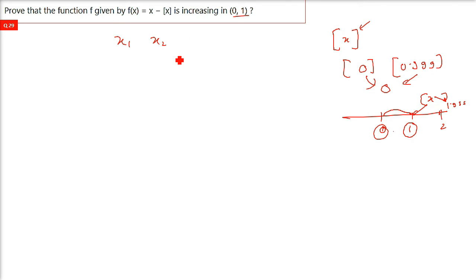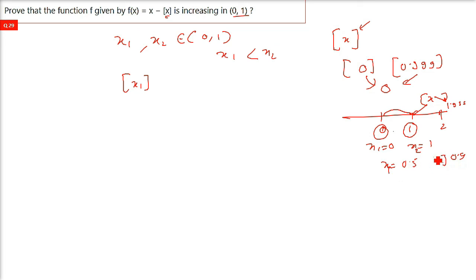So just take two numbers, say x1 and x2. I'm saying x1 and x2 are some random numbers we have taken in this interval, 0 to 1. And x1 and x2 should belong to 0 and 1, with x1 less than x2. As I'm saying, I'm not taking integers now. I'll take some value which is just lower than 1. The greatest integer function is only helpful when you have a non-integral value. For an integral value, the greatest integer function will always return the same number. Greatest integer of 0 will be 0, greatest integer of 1 will be 1. But we are talking about anything between 0 and 1.